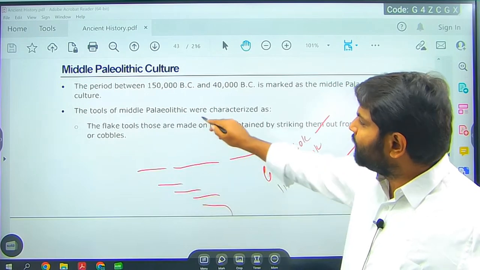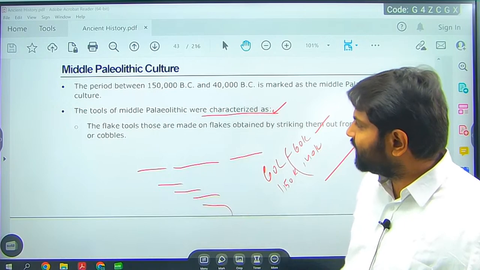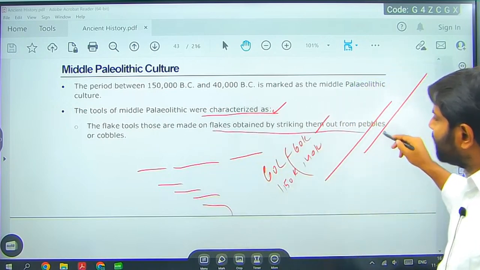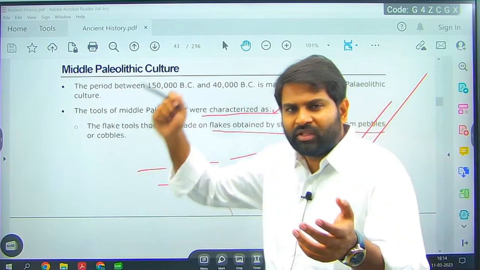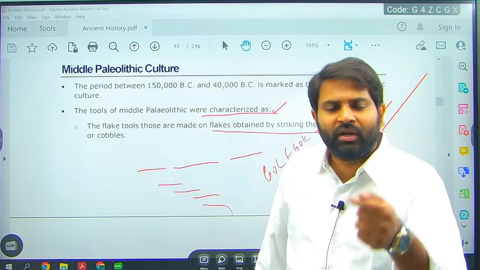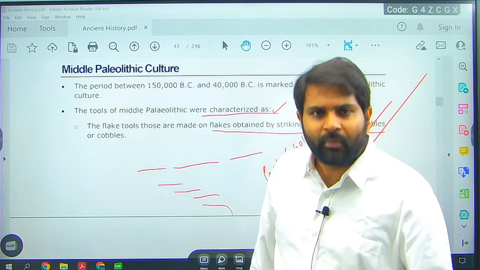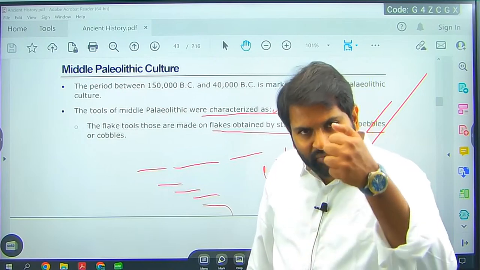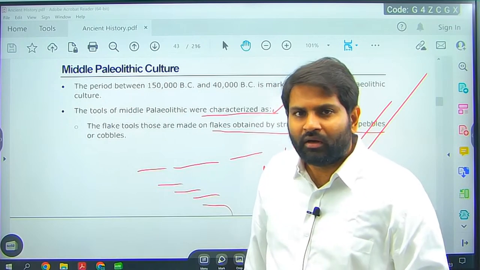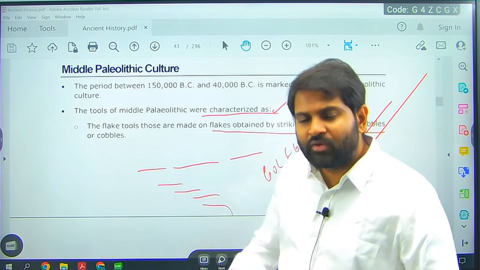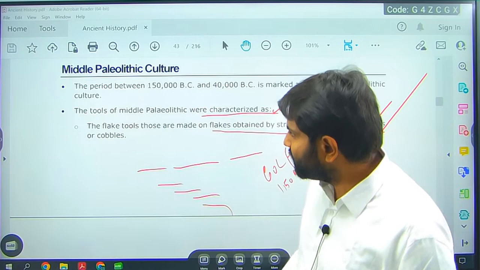The tools in Middle Paleolithic were characterized as the flake tools. Those were core tools and flake tools. Flake tools are made on flakes, obtained by striking them out of pebbles and cobbles. Take a stone, with a pebble you break the stone, you will get the flakes. Through the flakes, you are making a particular technology. If you talk about a hand axe, you have a core and also a flake, right? So remember, when we are using flakes, the size of these tools is going down. Remember that particular point.